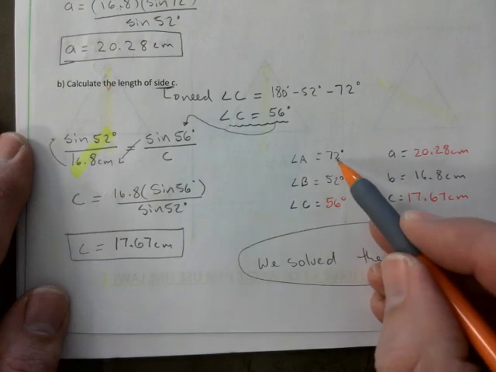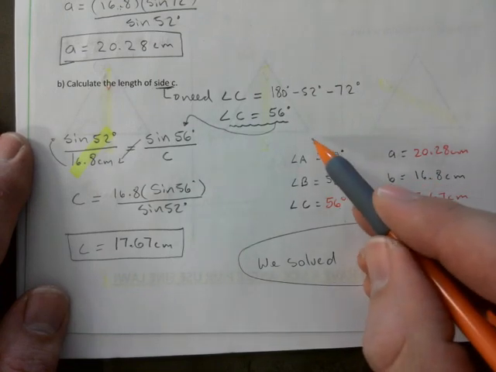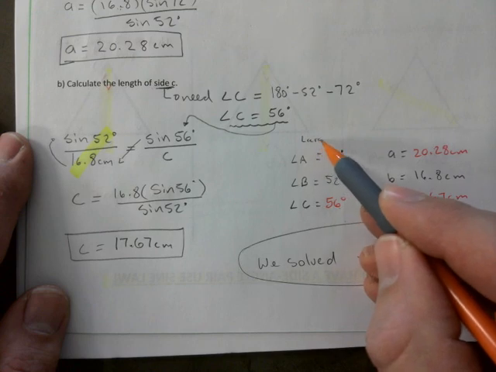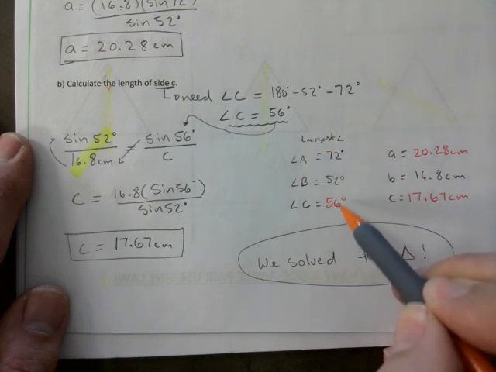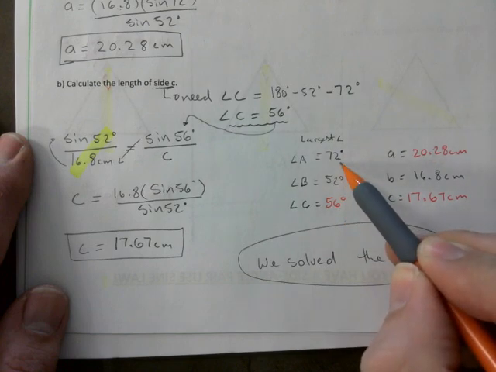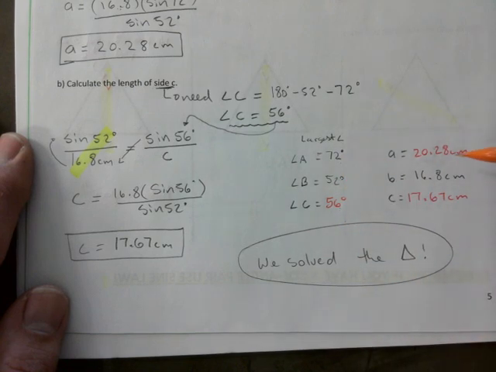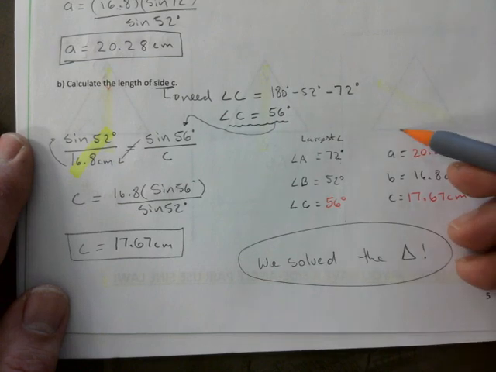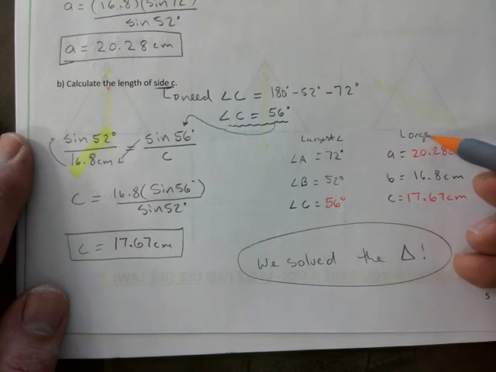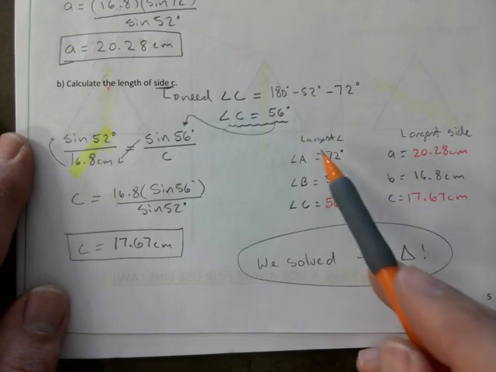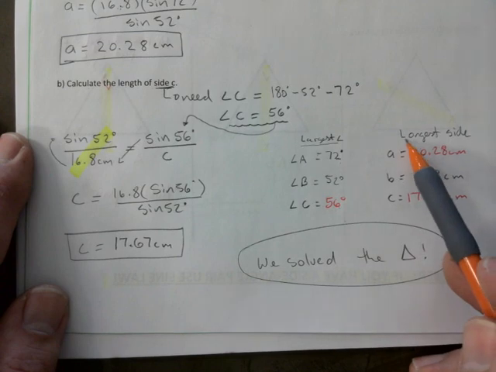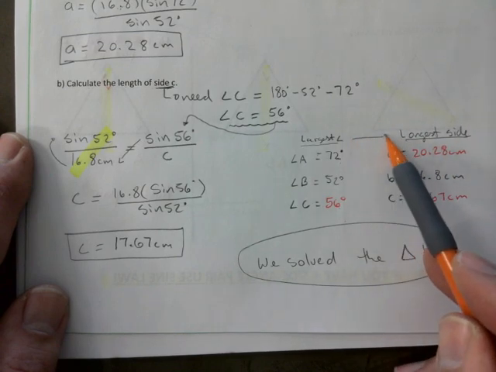I want you to realize this. This is the largest angle, right? Largest angle, right? 72 out of all three is the biggest. That one is across the longest side. Do you see that? That's how you check whether or not you got it right. Okay, largest angle, longest side. They're across from each other.